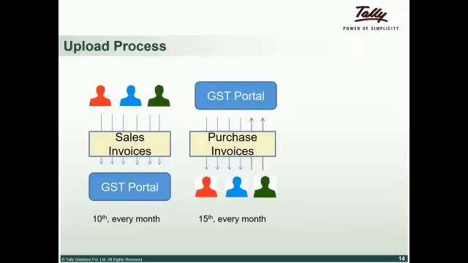Now you will see these 2 red lines which are going up. This is what I was mentioning earlier, that in case you have any purchase invoice which has not been declared by the selling dealer, there is a provision in the form where you can now say, okay, these are additional purchase invoices from these people that I have purchased, and you have to upload this by 15th of every month.